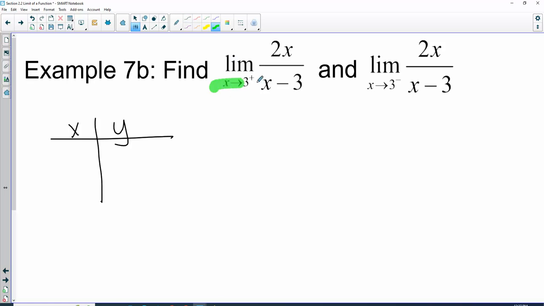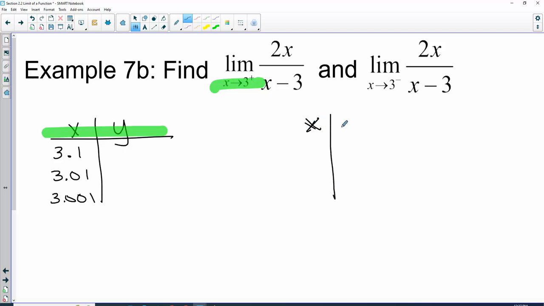So one of them we need to approach from the right. What does that mean? Coming from bigger numbers, numbers bigger than 3. So like 3.1, 3.01, 3.001. That would be the t-chart for this one. And then the other one we approach from the left. So what kind of numbers would I put in? 2.9, 2.99.